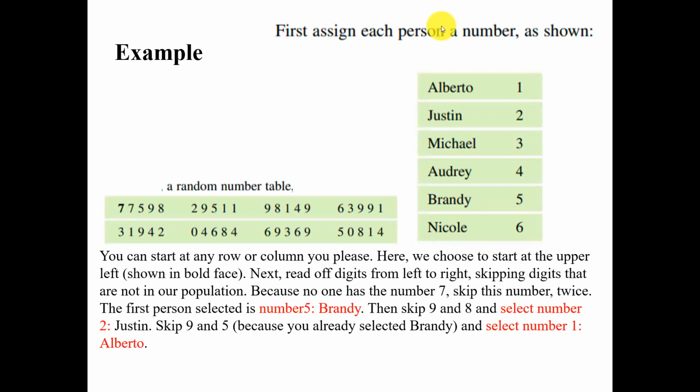And then this next slide, same thing. We're going to start from a different row, right here. 7, well, we don't have a person with the number 7, so we can't draw them. 7 again, same reason. 5, we can pull out Brandy. 9, no one's there. 8, no one's there. 2, we get Justin. 9, no one's there. 5, we already pulled out Brandy. And then 1, Alberto. So we'd get Justin, Alberto, and Brandy.